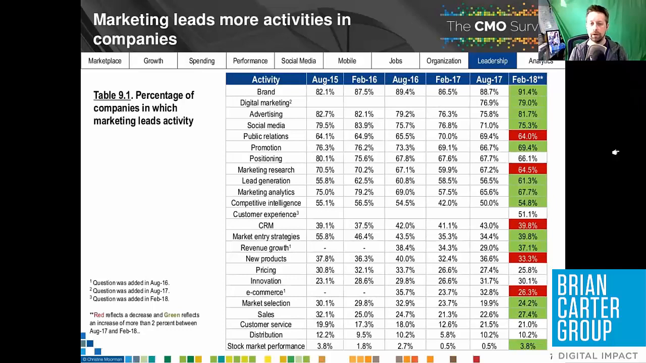So some things have gone down recently. Public relations went down. Marketing research went down. CRM went down. New products went down, and e-commerce went down. I know why e-commerce went down. Well, I'll tell you why I think that's interesting, because all of the companies I've talked to that do retail are like, we cannot compete with Amazon. Right. I was wondering if it was going to be Amazon.